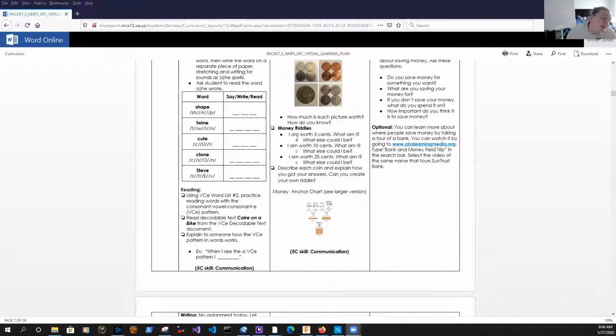Next are some money riddles. It says that a riddle is kind of like clues, and you have to figure out what they're talking about. So the first one says, I am worth 5 cents. What am I? What else could I be? So first you might think of a coin that's worth 5 cents. And once you answer that, what am I? It says, what else could I be? So maybe not a coin that's worth 5 cents, but maybe you could show 5 cents in a different way. And that could also be what it is.